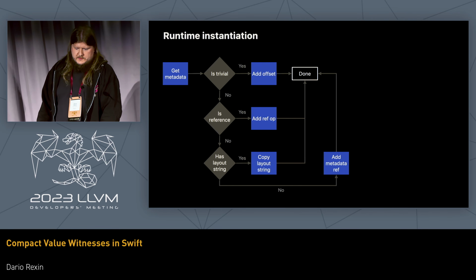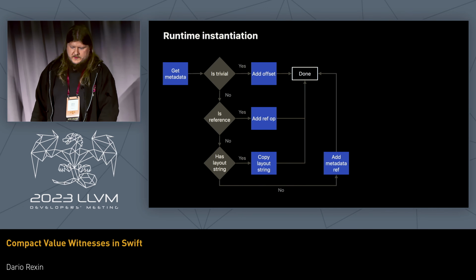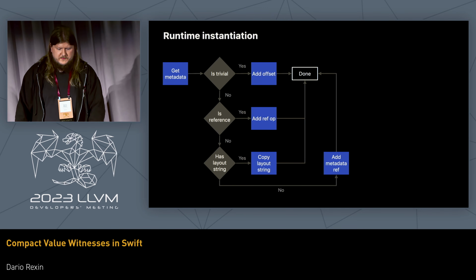We also have to be able to work with types that are not compiled with layout strings enabled. So if none of the other conditions apply, we fall back to calling through the witness table. For that, we emit a special opcode together with a pointer to the type metadata of the property. The runtime function will then read the metadata pointer and call the appropriate witness function.